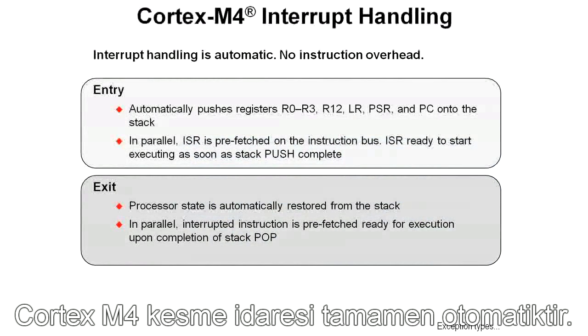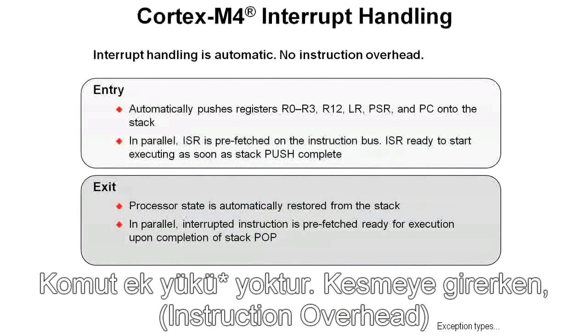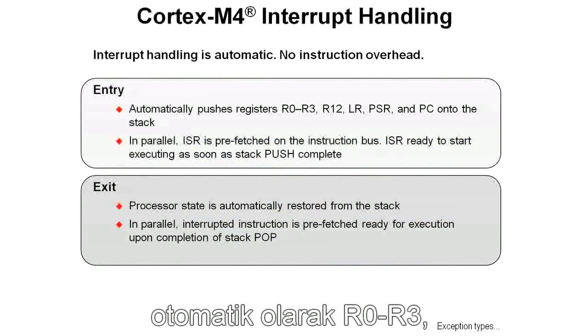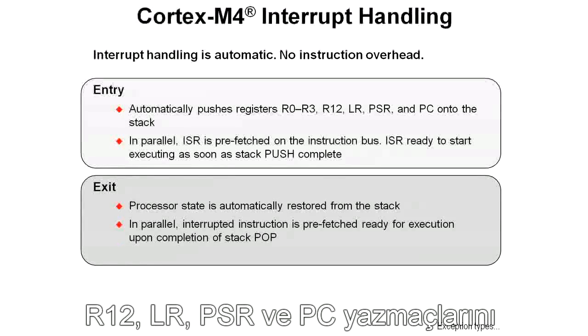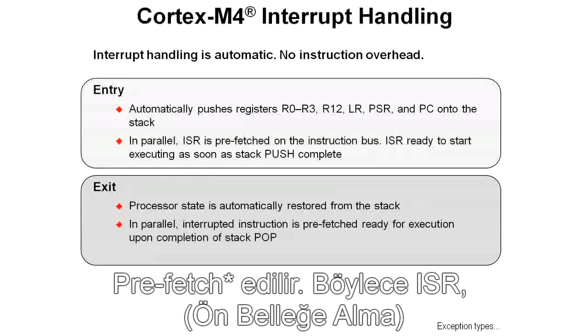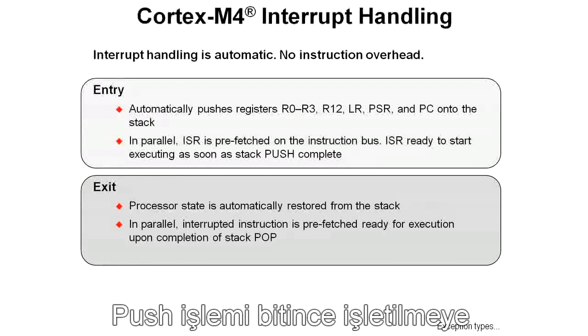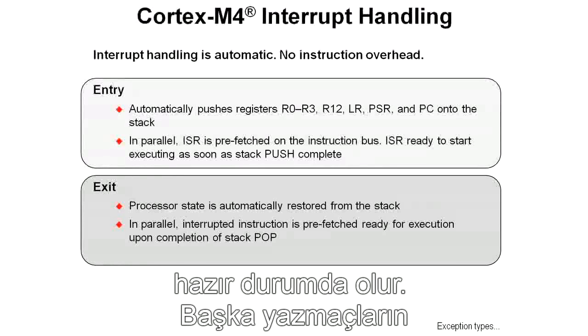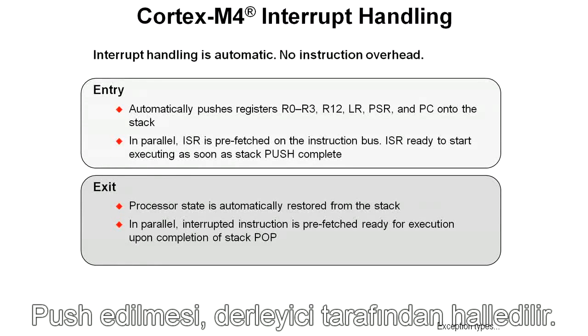In the Cortex M4, interrupt handling is totally automatic. There's no instruction overhead. On entry, the machinery automatically pushes registers R0 through R3, R12, the LR, the PSR, and the program counter onto the stack. In parallel, the address for the interrupt service routine is prefetched onto the instruction bus. The ISR is then ready to start executing as soon as the last stack push is complete. Any further pushing of registers will be handled by the compiler.